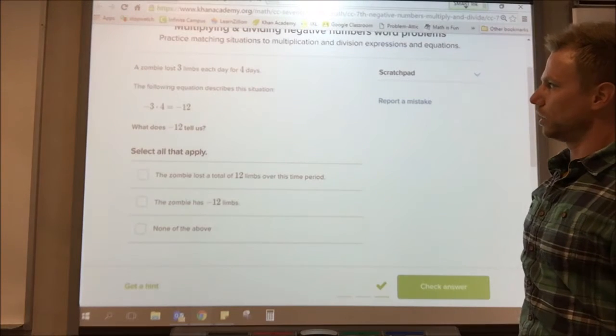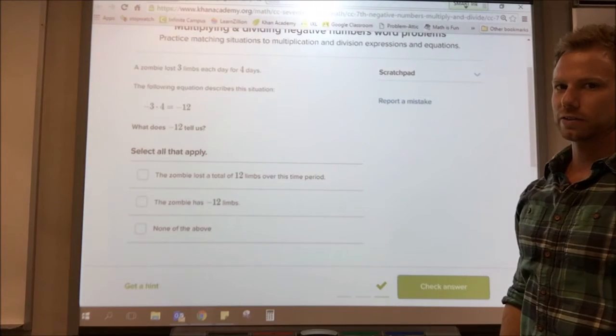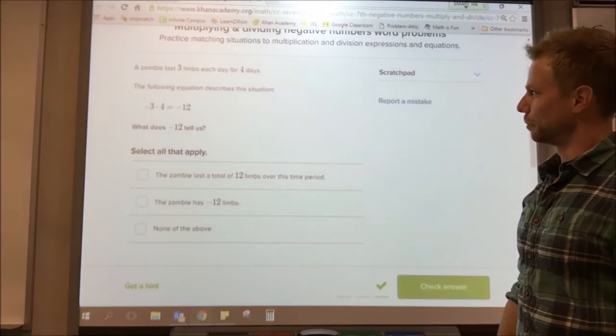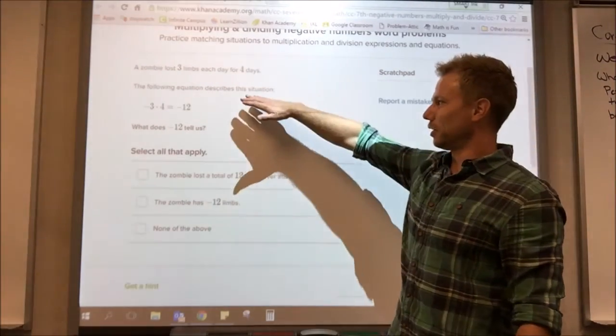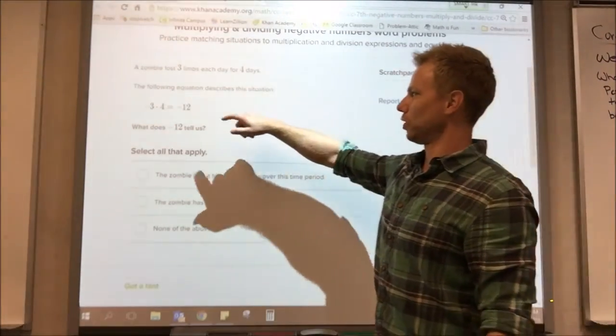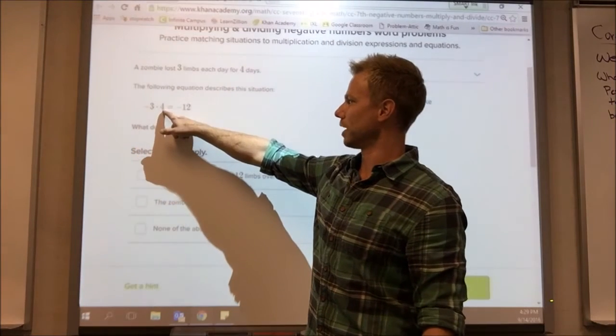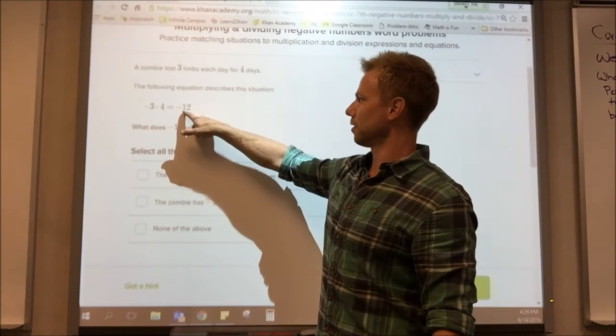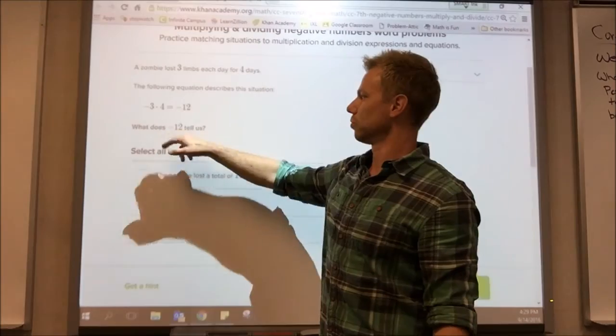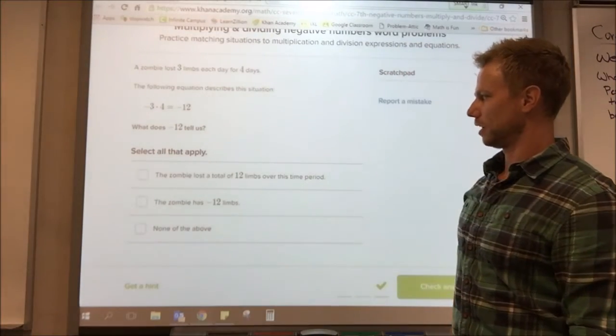A zombie lost 3 limbs each day for 4 days. Kind of a weird problem, but that's what they have. The following equation describes the situation: 3 limbs, negative 3, 4 days. Multiply those together, get a negative 12. What does the negative 12 tell us?